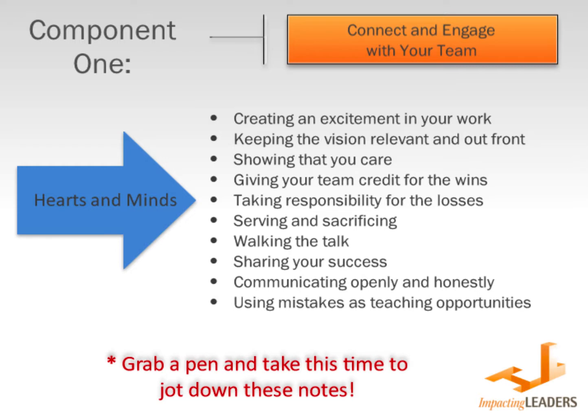Communicating openly and honestly, and using mistakes as teaching opportunities. That's one of my favorite things. When someone makes a mistake and they know they've made a mistake, and you take that mistake and you look at it as something that's not going to be replicated, and it's forgiven, and then you learn from it. And you say, let's look at this. You know what? That was a mistake. In fact, I think I've made that mistake before. Here's what I learned from it. And here's how I kept myself from doing it again.